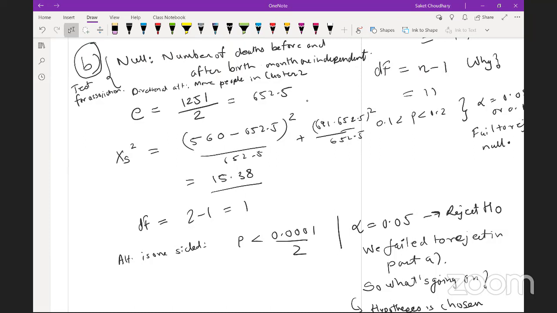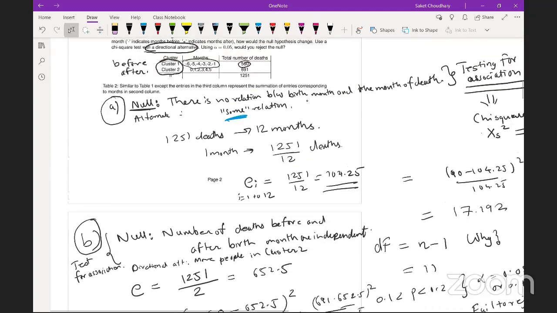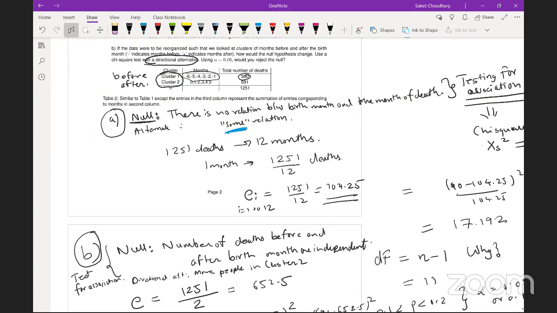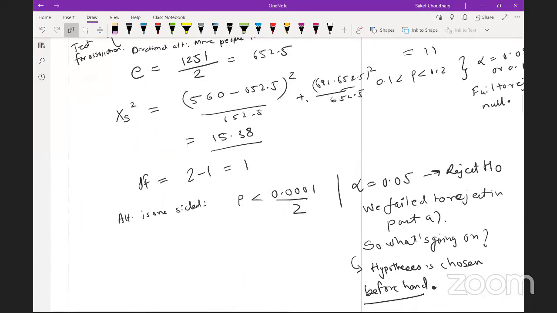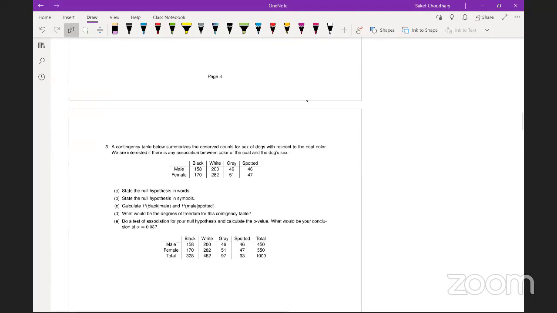The only thing you need to understand from this problem is that in real life, you will choose what hypothesis you're really going to test. It can never happen that you do both these tests and then choose that part B seems to give me significance, and hence I'll go with that hypothesis. Before doing any test, you narrow down what hypothesis you're going to test. Okay. Any questions there?